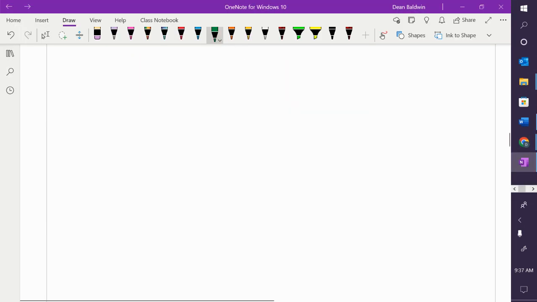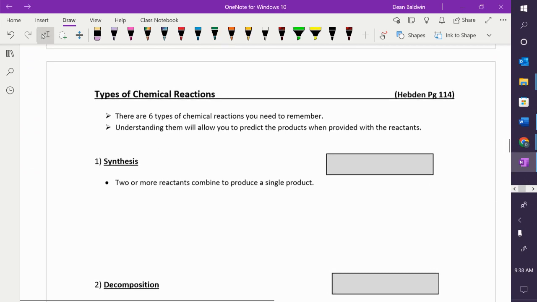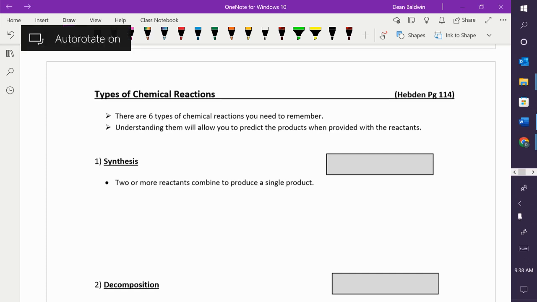Okay. Chemical types, chemical reactions. So what we're going to do today is run through all the different types of chemical reactions. We'll write them out. Tomorrow, I'm going to show you demos of all these different types of reactions, what they look like. So you've done this in grade 10, I assume. You've done the different types of chemical reactions.